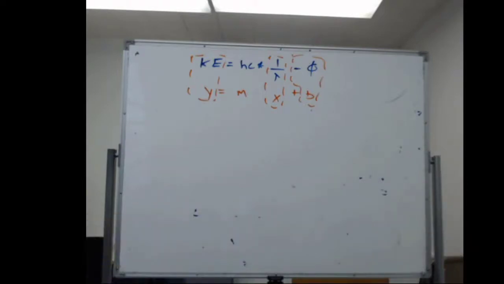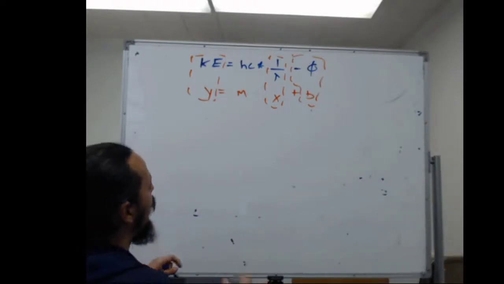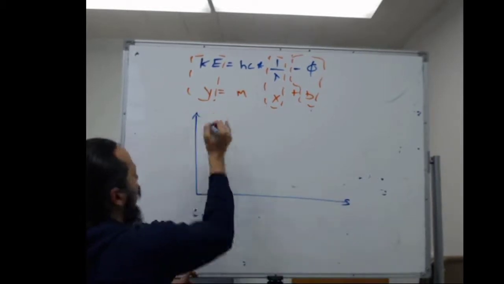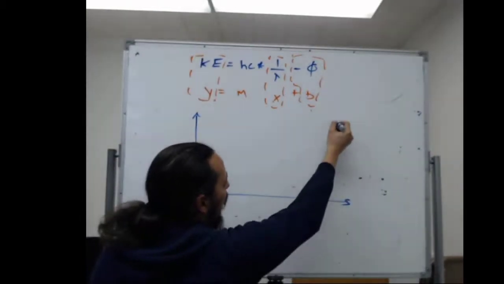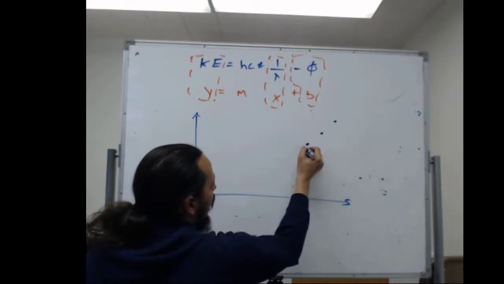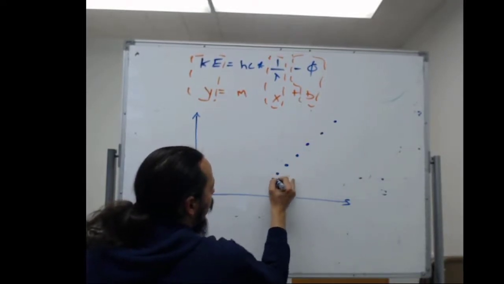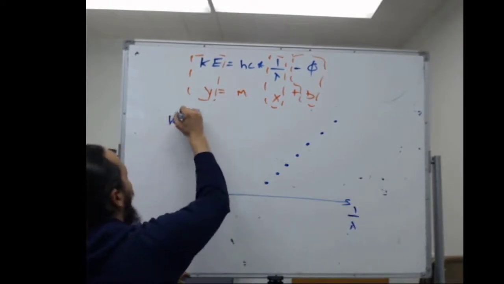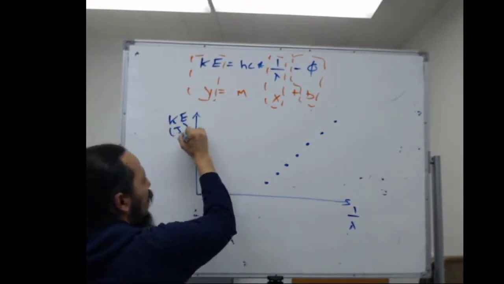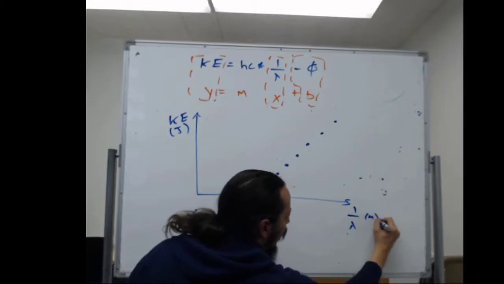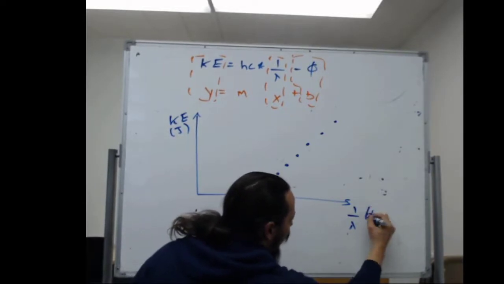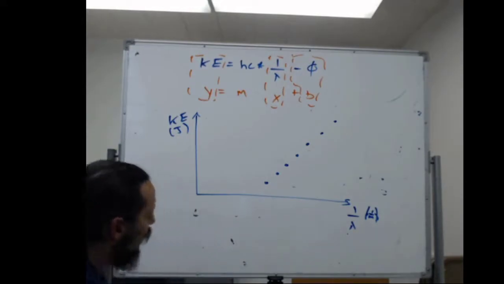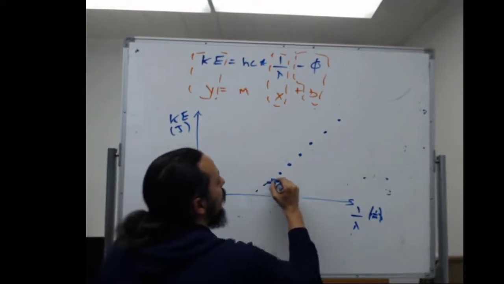So let's go ahead. I'm going to try redrawing my plot real quick, just to give us a rough idea. I had a set of data that looked like this. We had our 1 over wavelength here, and our kinetic energy here. This was in joules. This was in inverse meters, 1 over wavelength. And we had our line fit.